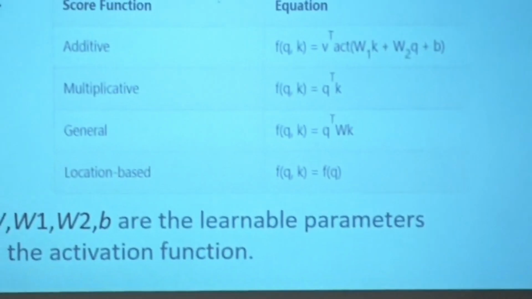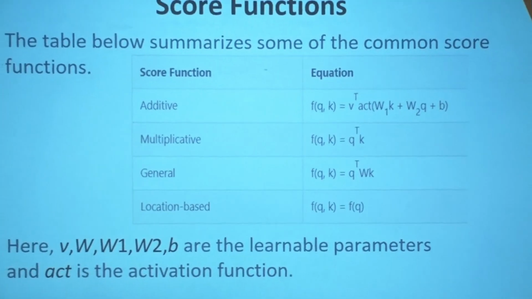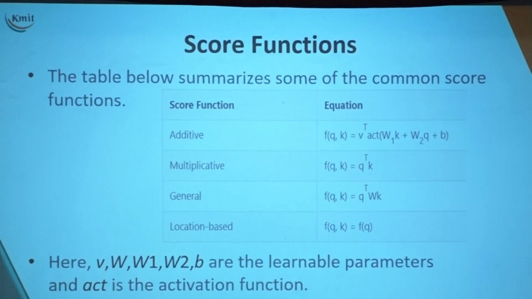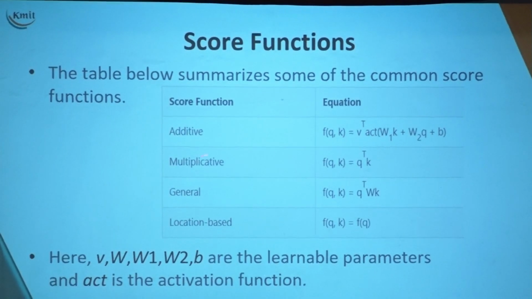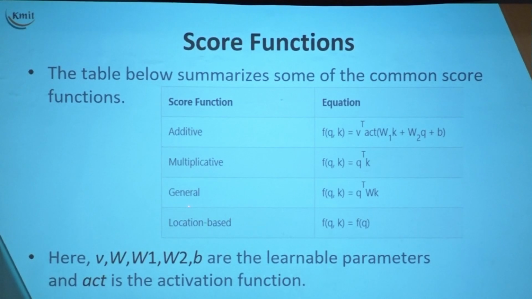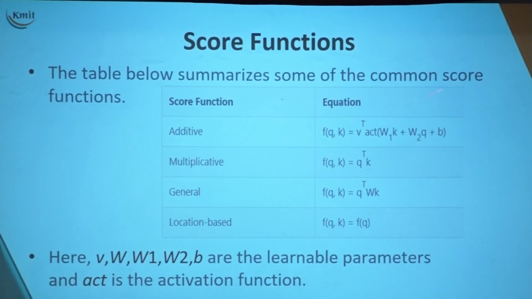These are some example score functions that I have shown. Can you see the learnable parameters like weights and biases along with key and query? Here you are performing addition, so this is an additive attention. Here you are performing multiplication, it is a multiplicative attention, and so on. We will see this in detail.